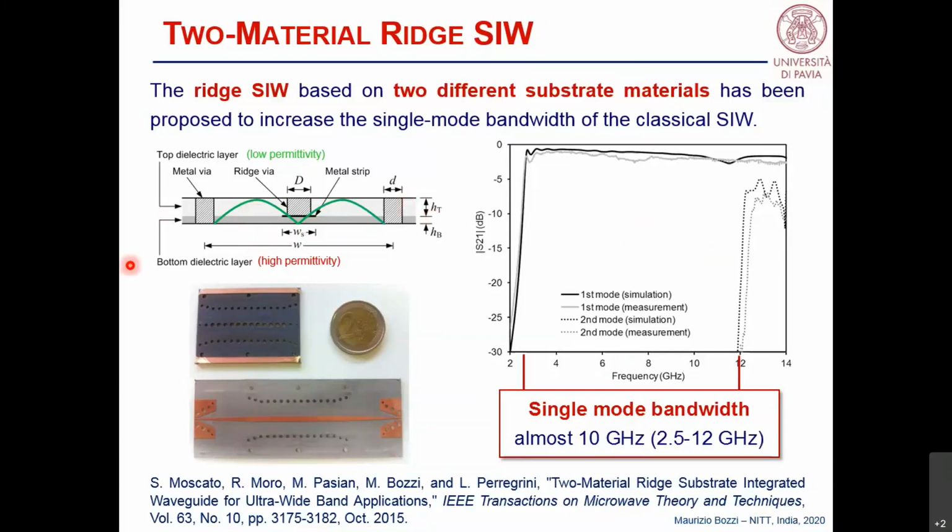By adopting this solution, we could obtain a ridge SIW with a single mode bandwidth ranging from 2.5 to 12 gigahertz. That is quite a large bandwidth, and that covers completely the UWB band, including the 2 margin bands below and above the nominal ultra-wideband standard bandwidth.